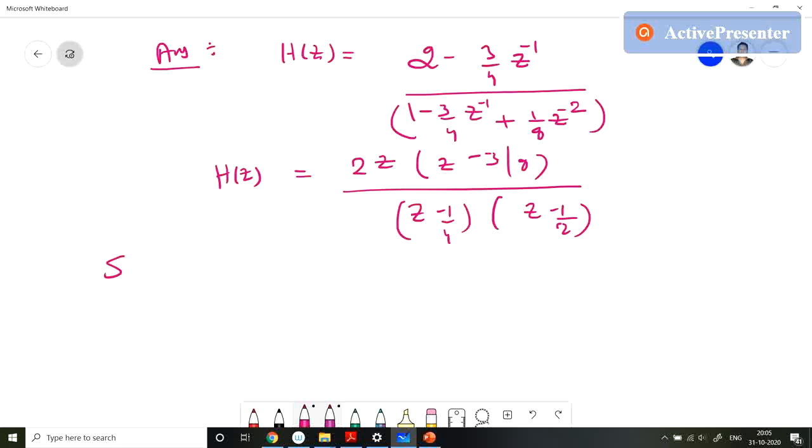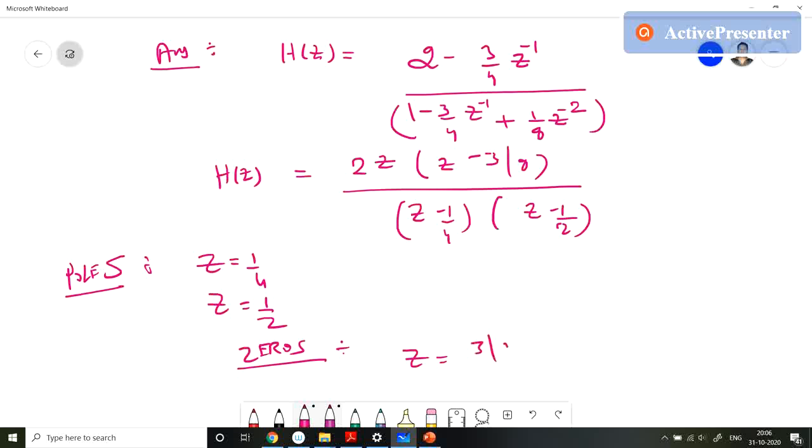The poles are z = 1/4 and z = 1/2, and the zeros are z = 3/8 and z = 0. So z = 0 and z = 3/8 are the zeros, and z = 1/4 and z = 1/2 are the poles. So poles and zeros are there.